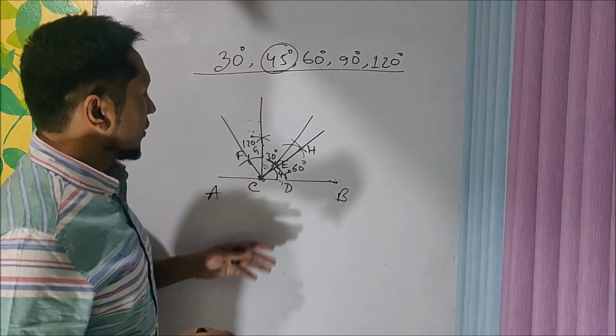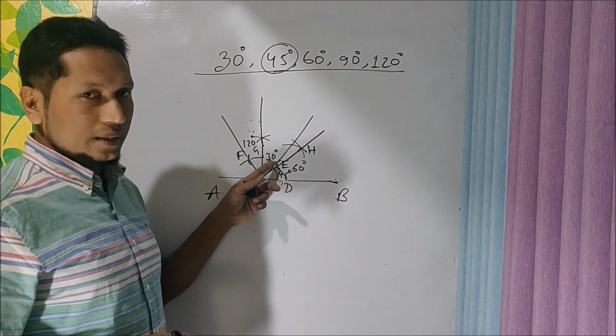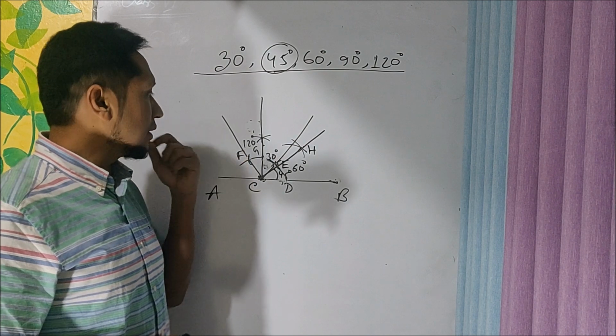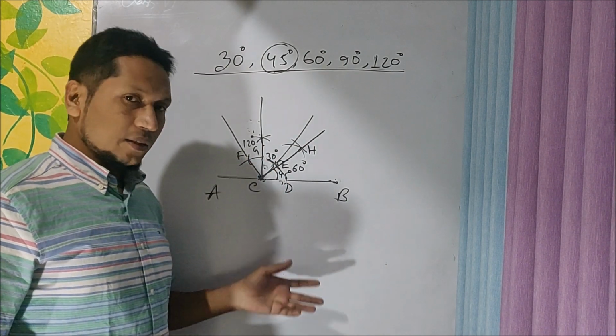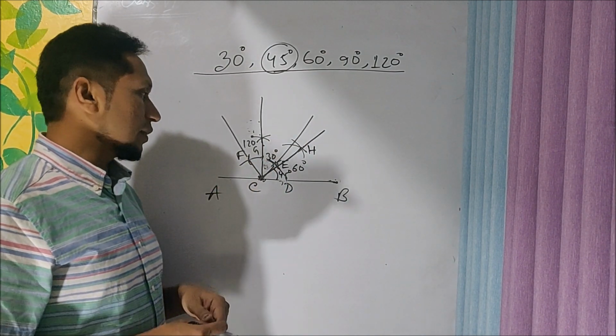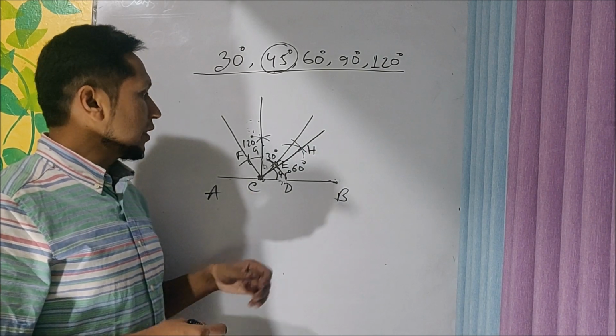So in this way we can make 30 degree, 45 degree, 60 degree, 90 degree and 120 degree. I think you have understood this, and you can easily draw them if you practice at your home.